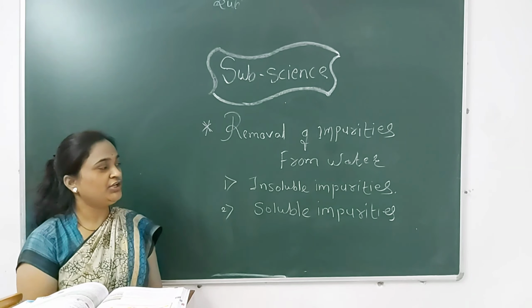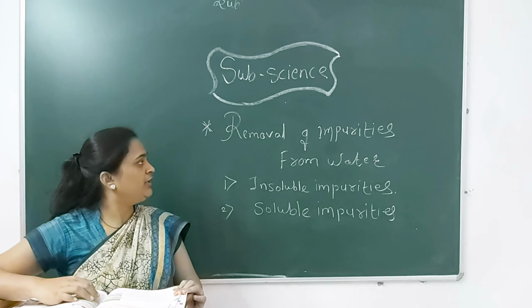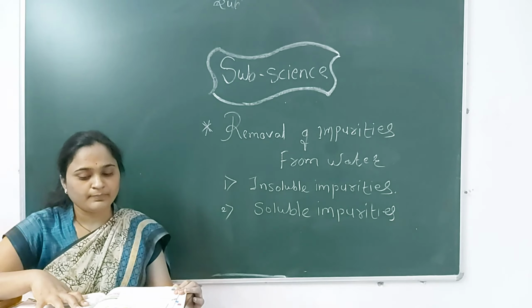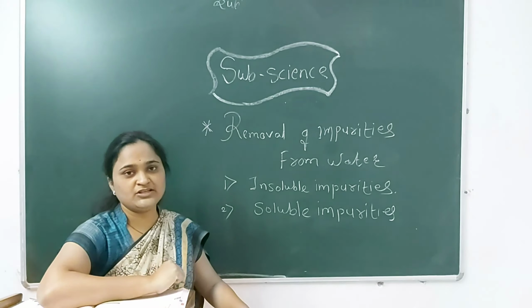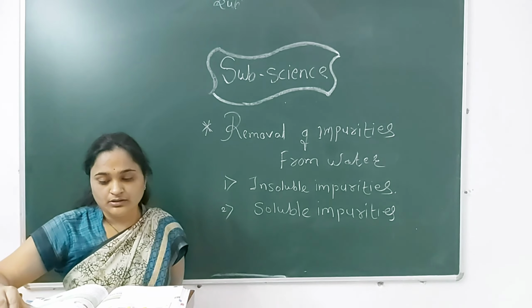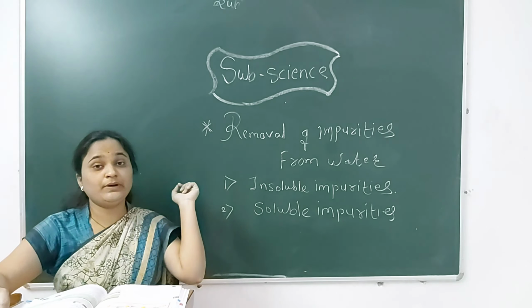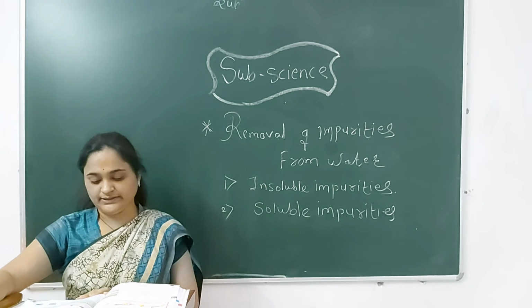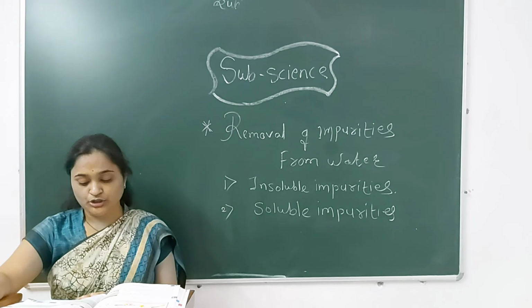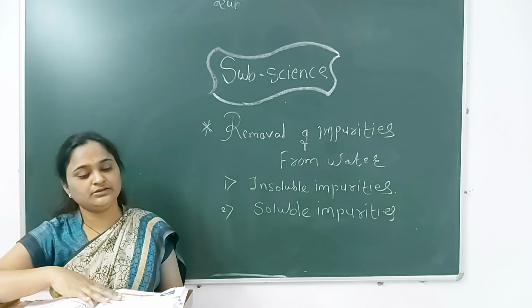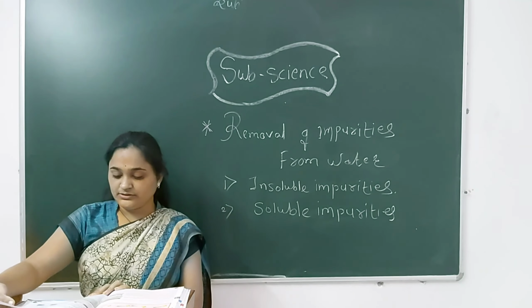Today's topic is removal of impurities from water. In a previous lecture, we discussed the importance of water and its impurities. One is a soluble impurity and another is an insoluble impurity. How do we remove those impurities? First is the removal of insoluble impurities. In the fourth standard we discussed all these processes: sedimentation, decantation, then filtration. Here we repeat those processes.